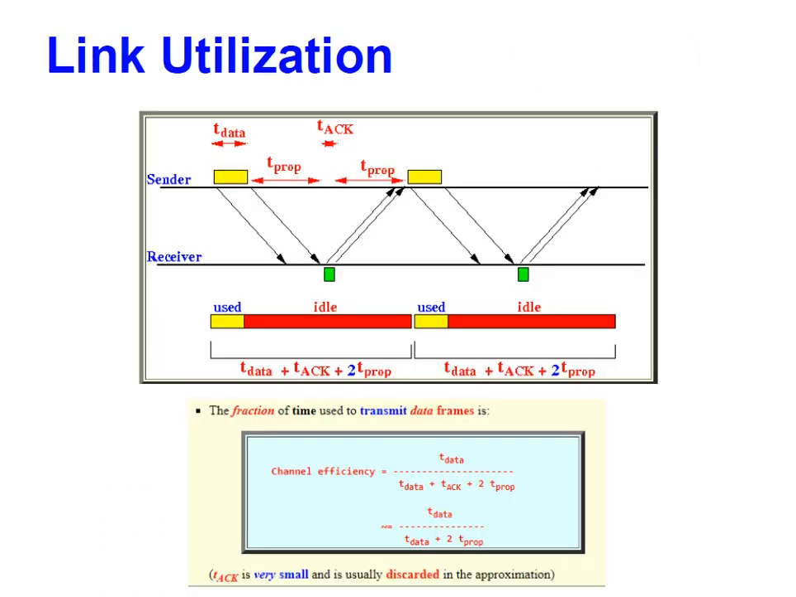Now here there are certain things you should understand. It is about link utilization. That means every flow control has its own characteristics, and also every flow control has its own link utilization. Now to understand link utilization, this figure is a simple way to explain.